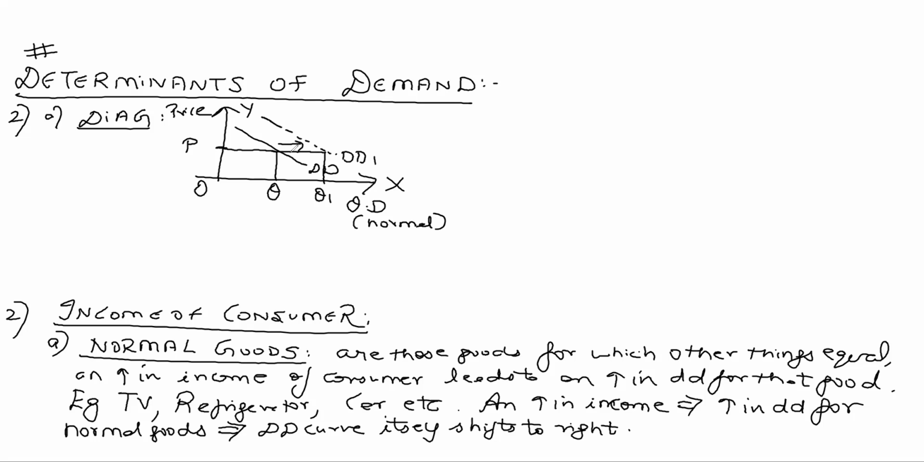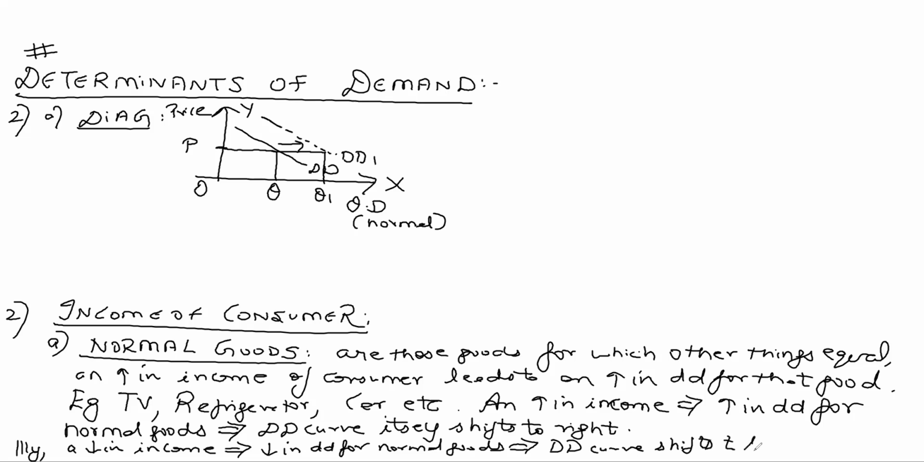Now guys, exactly the opposite will happen if your income falls. A fall in income, so I can write it here. Similarly, a fall in income implies fall in the demand for normal goods, which implies the demand curve shifts to the left. Okay, so when your income goes up, demand for normal goods goes up, demand curve shifts to the right. And when income falls, demand for normal goods falls and the demand curve will shift to the left.